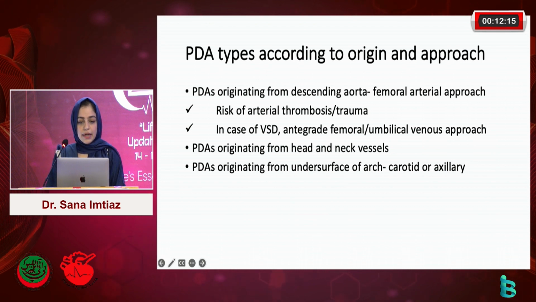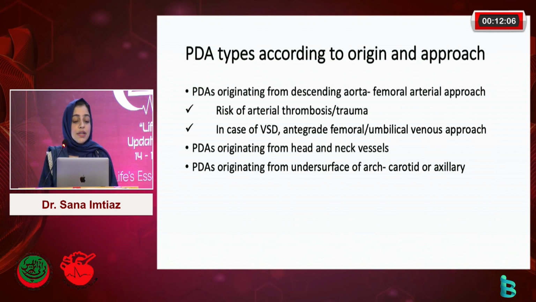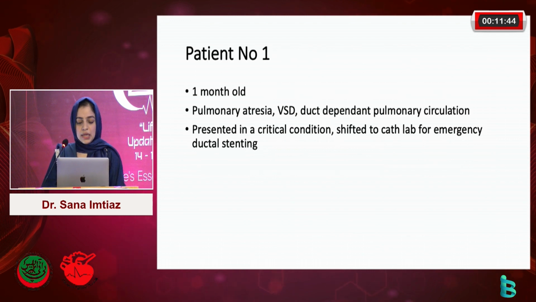PDAs originating from head and neck vessels can be approached from femoral arterial or femoral venous approach, but the most difficult are the PDAs originating from the undersurface of the arch. They are challenging to access, but percutaneous carotid and axillary access facilitates a direct and straight trajectory with easier maneuverability of wires and catheters. Previously it was done with surgical cut down, but now percutaneous access is considered to be safe. So we'll be continuing with the case-based discussion.